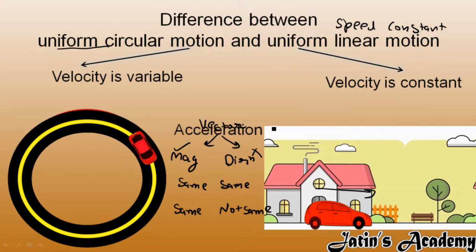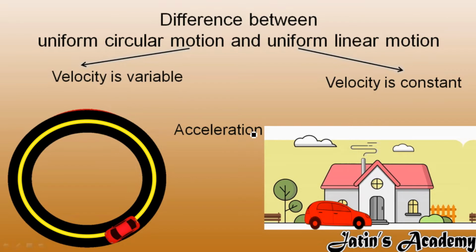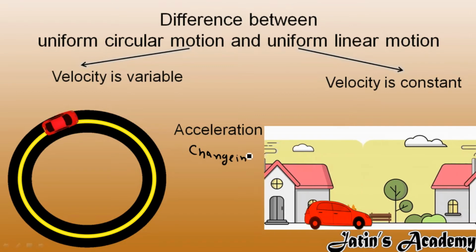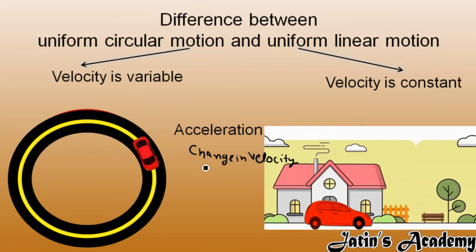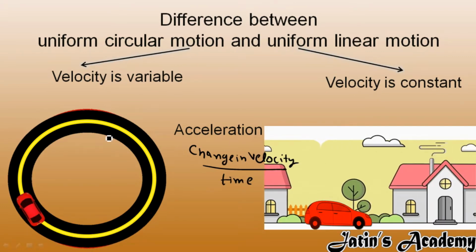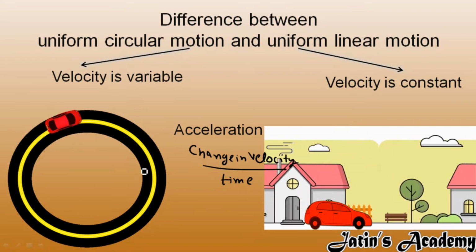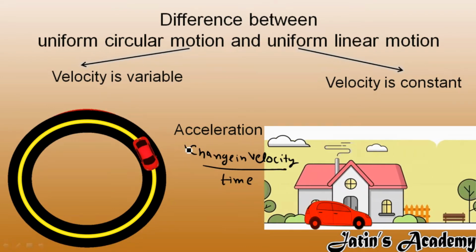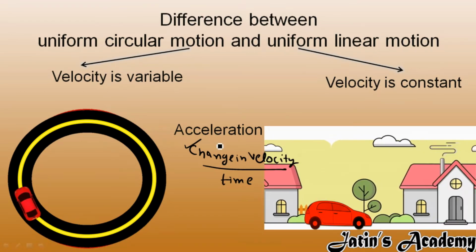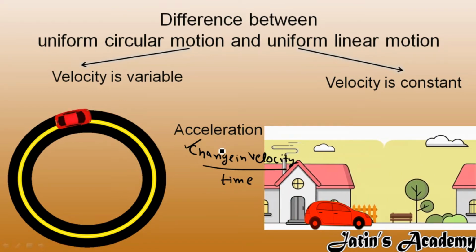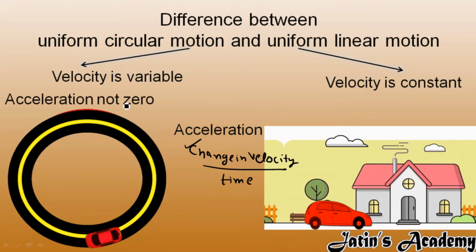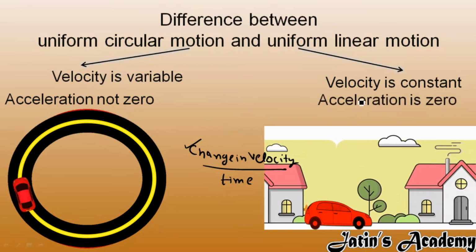Now let's talk about acceleration. What is acceleration? Acceleration is change in velocity. The acceleration formula is change in velocity over time. In which case is velocity changing? In uniform circular motion velocity is changing. Why is velocity changing? Because direction is changing. So velocity is changing because of direction, not because of magnitude. So acceleration is produced in the case of uniform circular motion, but in uniform linear motion acceleration is zero because velocity is not changing.